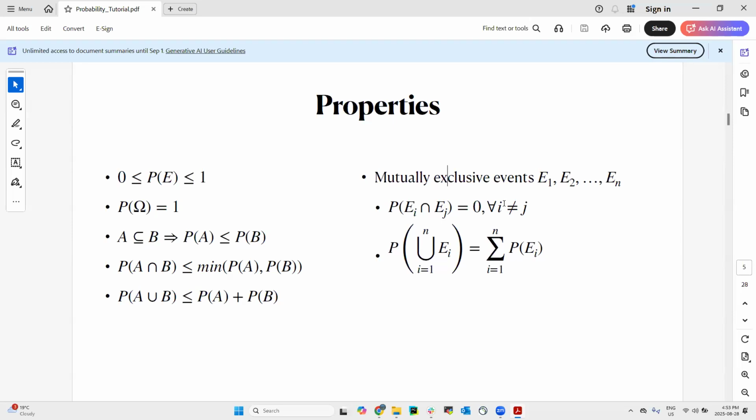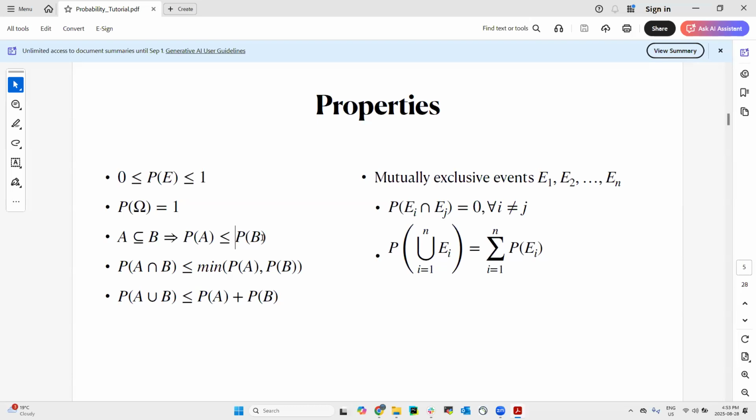And now if you have a bunch of mutually exclusive events, if you want to find the probability of the union of them, you just add their probabilities. So this is an axiom. We assume this is true, and then we build everything on top of that. But intuitively, you can kind of agree with that, I guess.